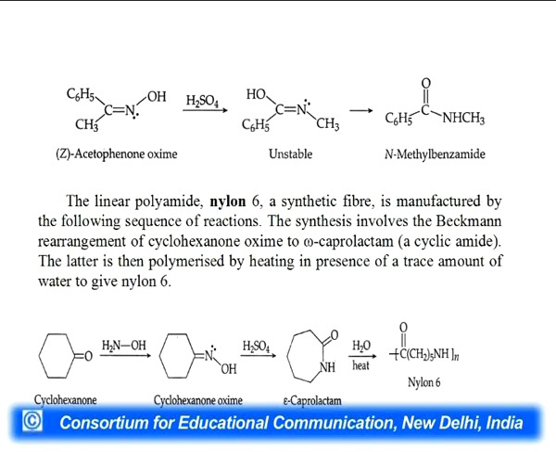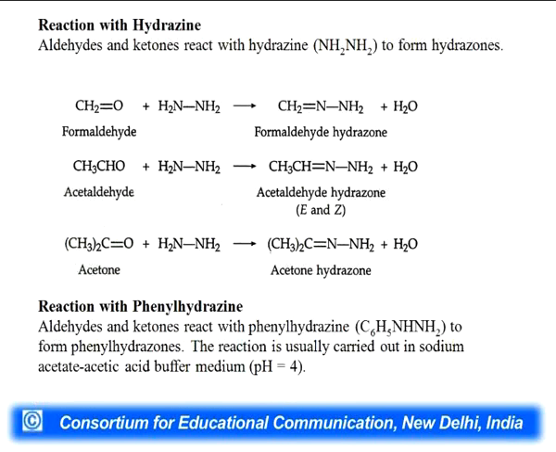So, a ketone, cyclohexanone, when attacked by nucleophilic addition of hydroxylamine, will give you cyclohexanone oxime, and when it reacts with H2SO4 it will give you omega caprolactam. So, there is a ring expansion in this reaction, and after polymerization of this omega caprolactam you will get the fiber nylon 6. So, industrially this reaction is very important.